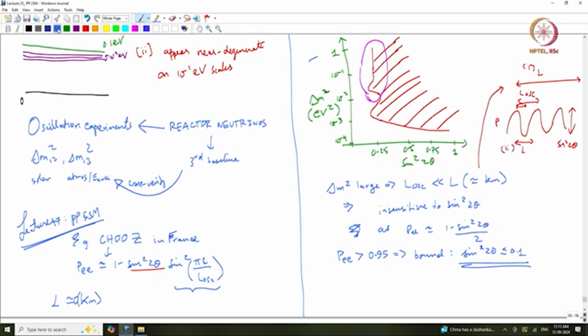Then, if L is much smaller than L oscillation, what happens now? I can now take the sine square of the argument to be the argument square itself, correct? That is the limit, right? Because L over L oscillation is a small number, right? So I can write P_EE equals 1 minus sine square 2 theta delta m squared.